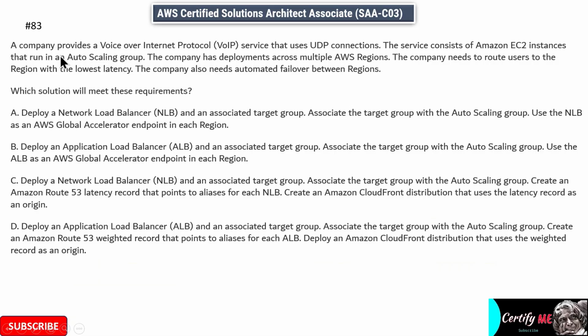Next question. A company provides a voice over Internet protocol service that uses UDP connections. The service consists of Amazon EC2 instances that run in an autoscaling group. The company has deployments across multiple AWS regions. The company needs to route users to the region with the lowest latency. The company also needs automated failover between regions. Which solution will meet these requirements?